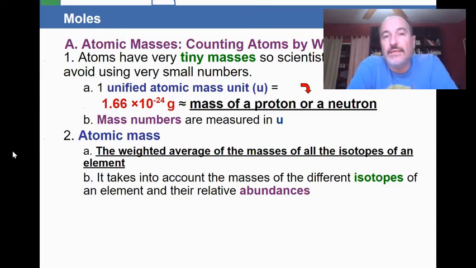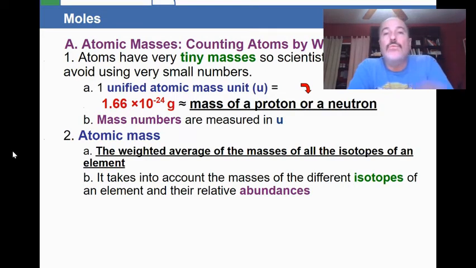For example, one is carbon 12. It has 6 protons and 6 neutrons for a grand total of 12 U's. But there's also something like carbon 14. Carbon 14 has 6 protons and 8 neutrons. It's still carbon because it has 6 protons. That's what defines what an element is, the number of protons. So you would say that it has a mass of 14, and its number, carbon 14, indicates that mass.